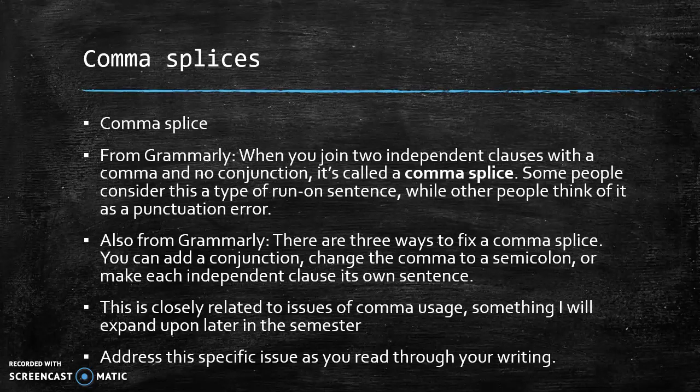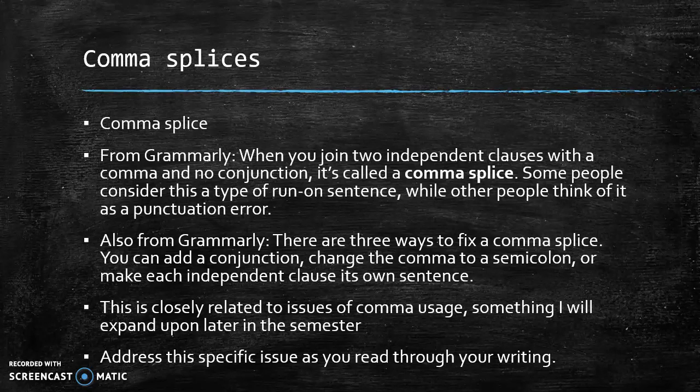Number 3, comma splices. This is a very common mistake, and a lot of people do not understand what a comma splice is, so that is what I'm going to explain to you. From Grammarly, which is a very helpful website: when you join 2 independent clauses with a comma and no conjunction, it's called a comma splice. Some people consider this a type of run-on sentence, while other people think of it as a punctuation error. It does not matter what kind of error it is. The point is that you do everything you can to avoid it.